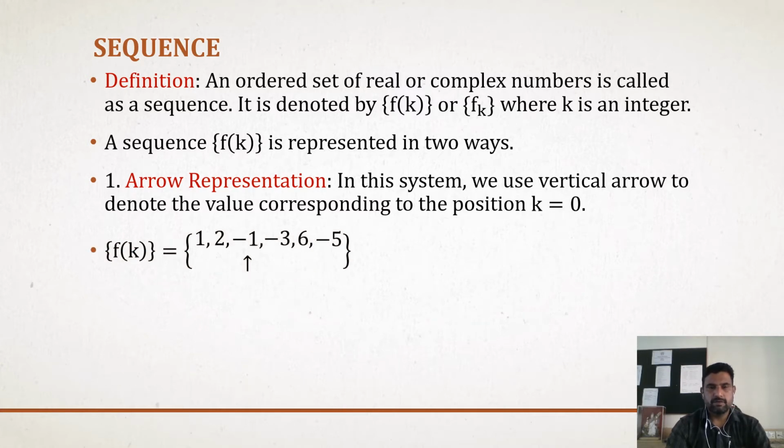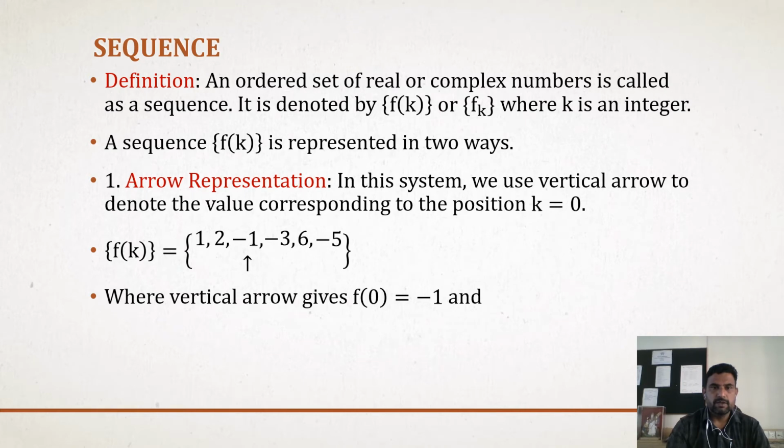See, the sequence f(k) is 1, 2, minus 1, minus 3, 6, minus 5, with the arrow at minus 1 position. So minus 1 is the value of the sequence at position k equal to 0. That is, f(0) is minus 1. The vertical arrow gives f(0) equal to minus 1.